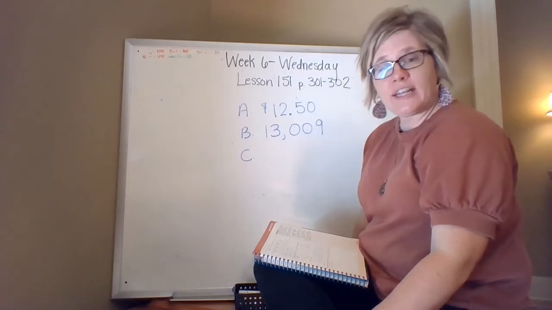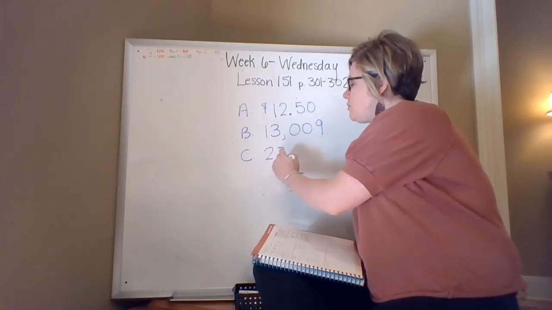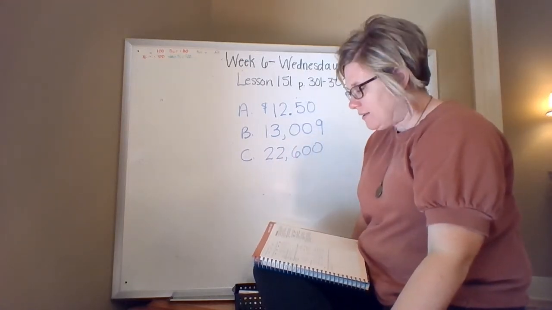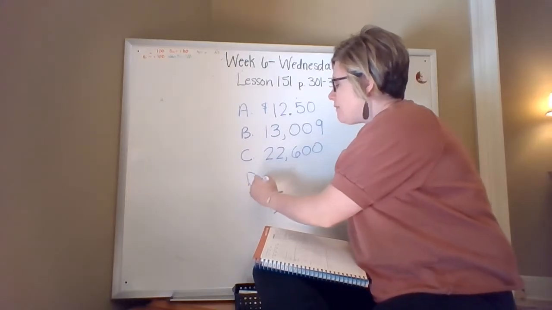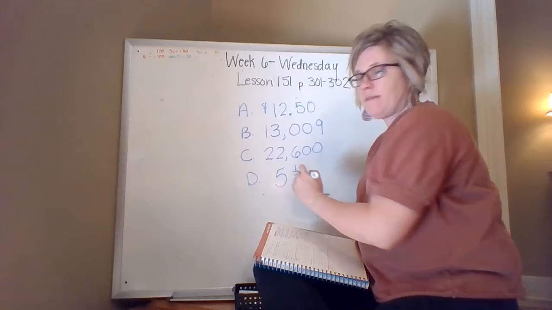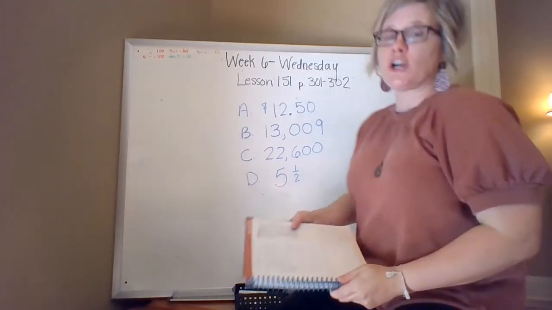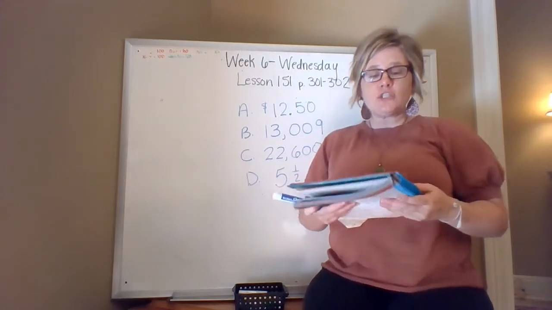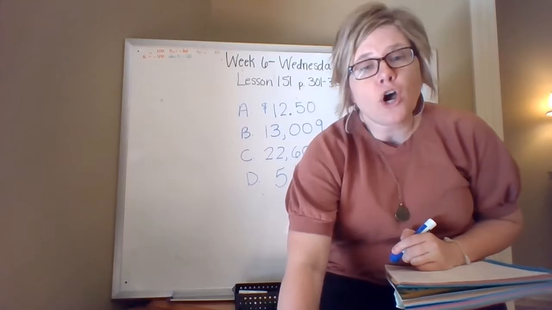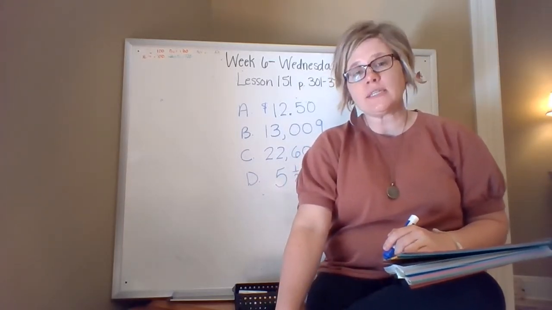Letter C, 22,600. And D was 5.5. You have a mixed number. 5 and 1/2. Okay? Look at number 2. This is going back to what we just learned about rounding to the nearest dollar. Color the bison brown that are standing under a rounded dollar. Which ones are rounded to the nearest dollar?